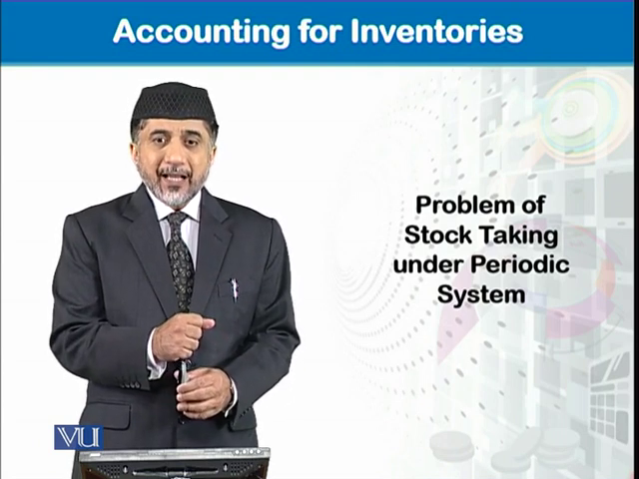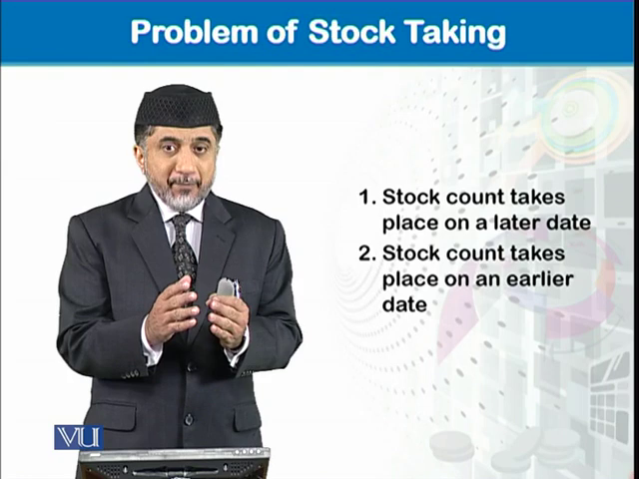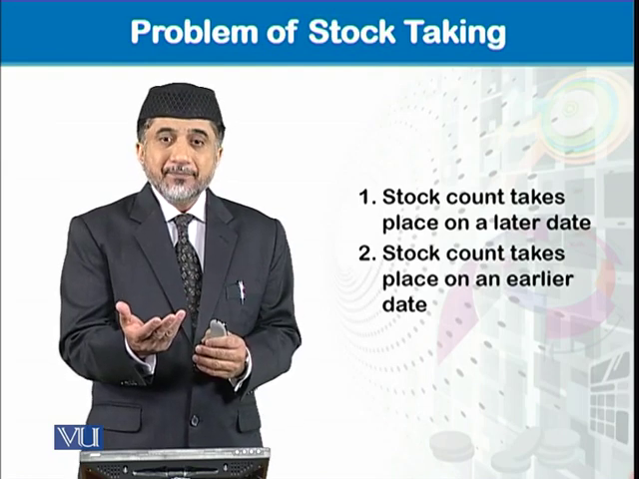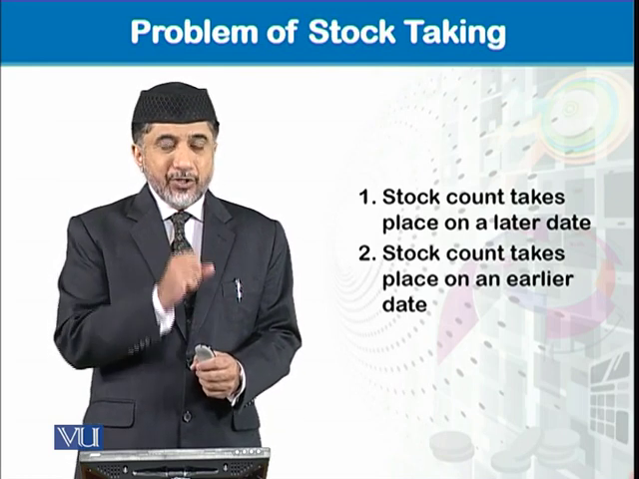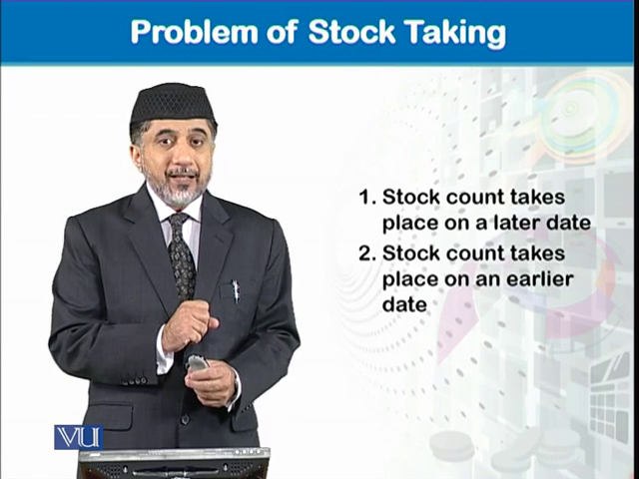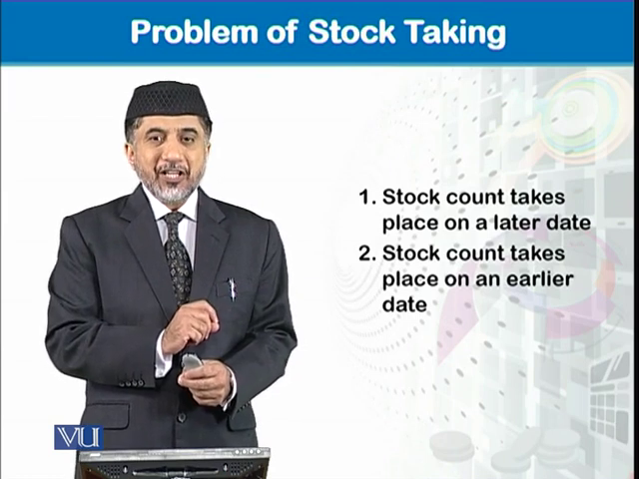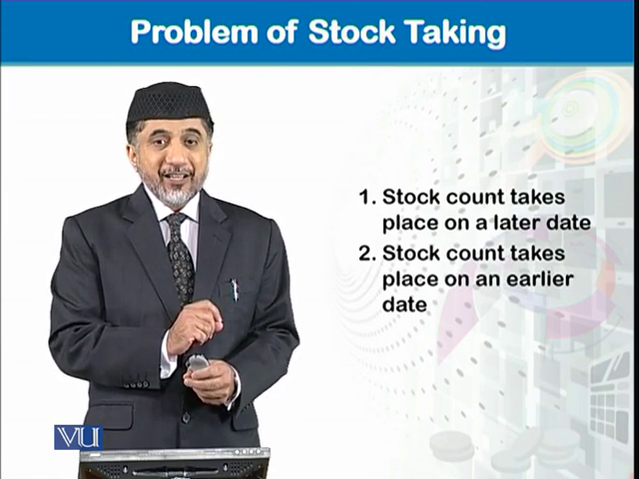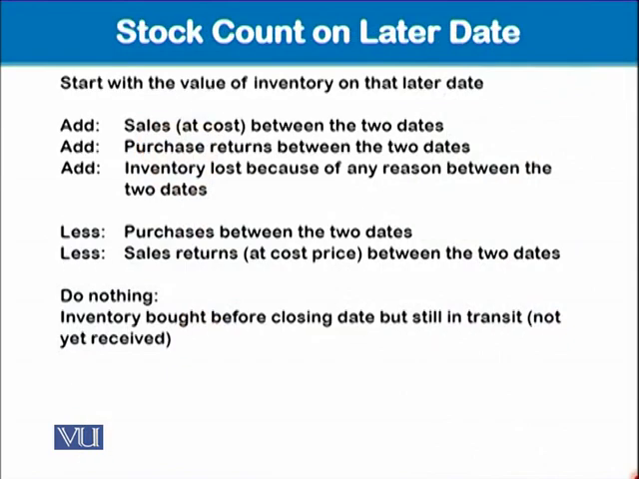What happens is that the physical count is either done at some time after the end of the reporting period or a few days before the end of the reporting period. So these are the two issues that may arise if we are following the periodic system of maintaining inventory. Let's see how to deal with this as an expert accountant that you are now. Please be with me. There is something new for you, but it's mathematical and very interesting.